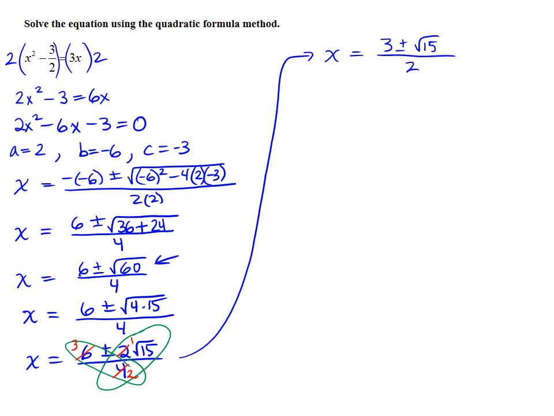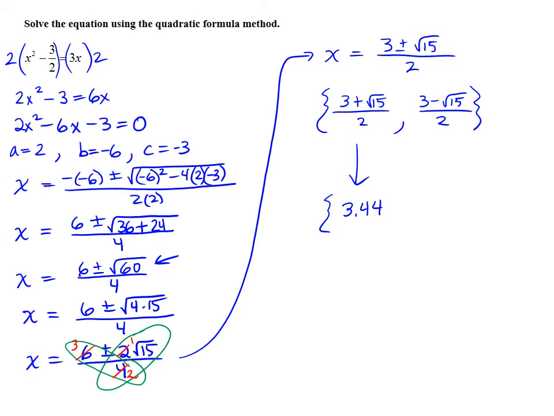That's a simplified result for my fraction, and my two solutions would be 3 plus the square root of 15 over 2 and 3 minus the square root of 15 over 2. So those are the exact values without using a calculator. If I want to use a calculator, I can round these off and get 3.44 rounded to the second decimal point and negative 0.44. So these would be the approximate solutions.